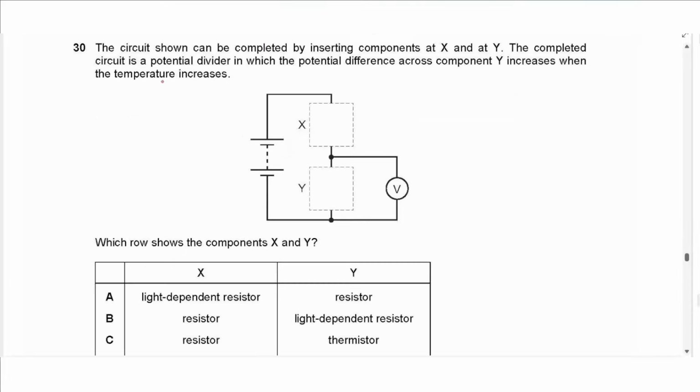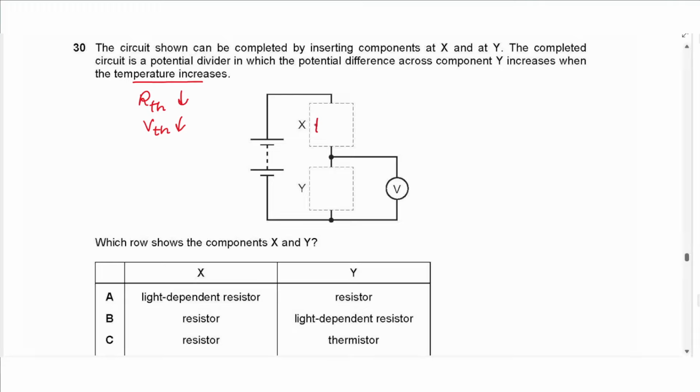Question 30 says the circuit shown can be completed by inserting components at X and at Y. The completed circuit is a potential divider in which the potential difference across component Y increases when the temperature increases. When temperature increases, we need a thermistor, and the thermistor resistance would decrease, so the voltage across the thermistor would decrease, but we need the voltage across Y to increase.